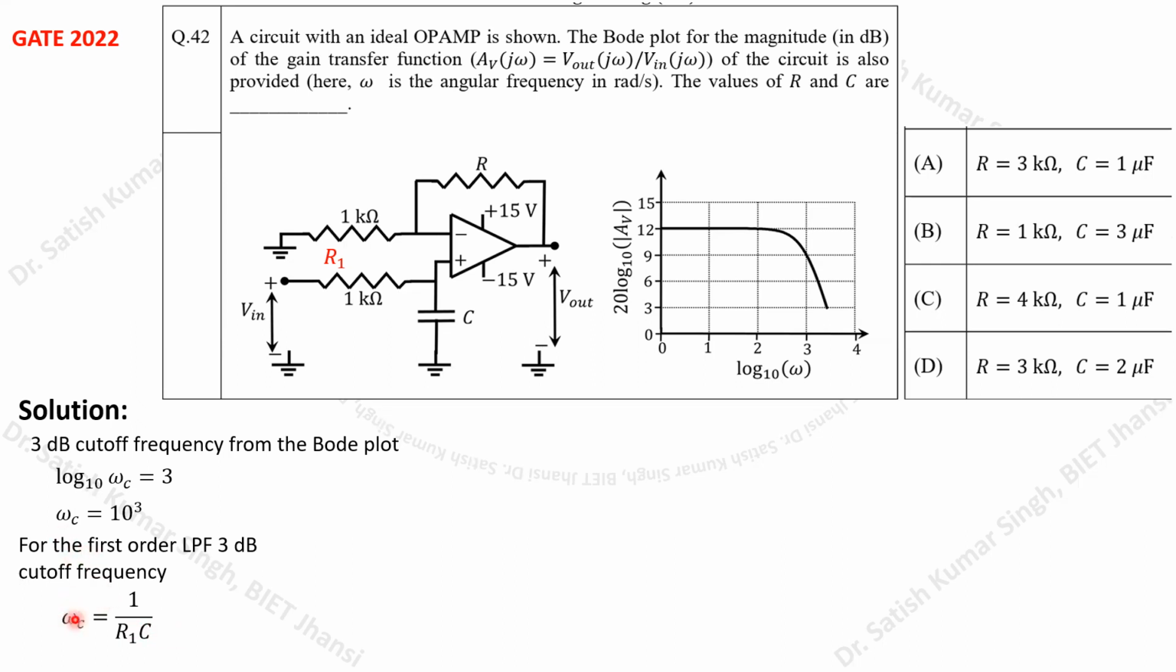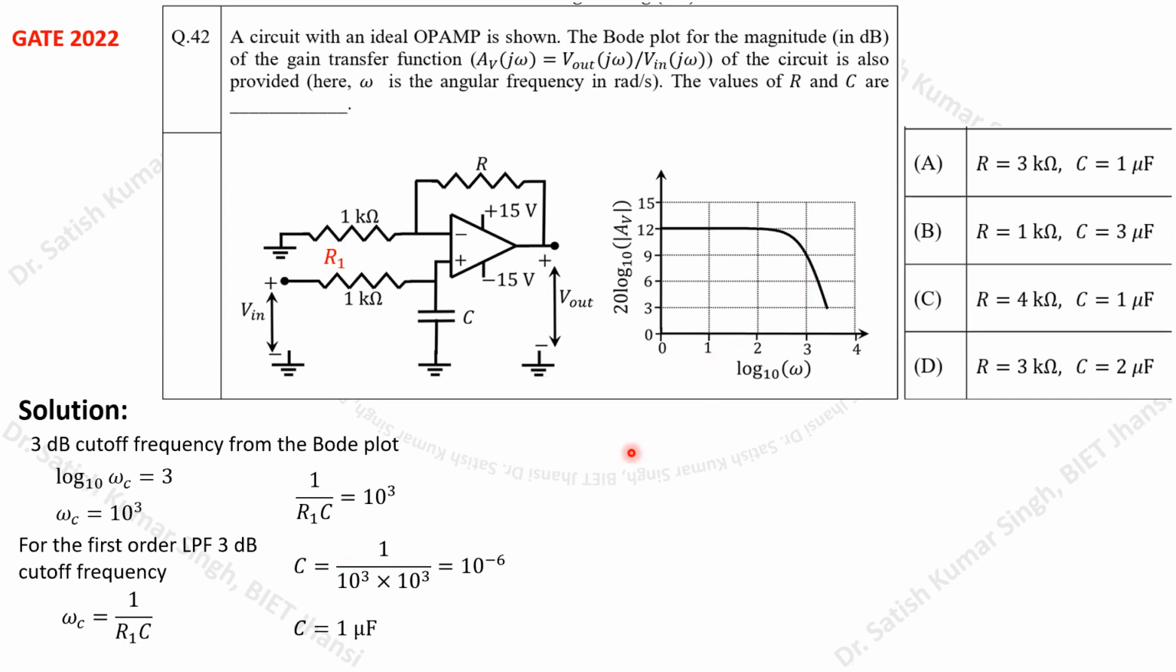So here we can substitute the value of omega c and the value of R1, and then you will be able to calculate the capacitance value. This capacitance value will be 10 to the power minus 6, or you can write it as 1 microfarad. So it is very simple to calculate from this given data, right?